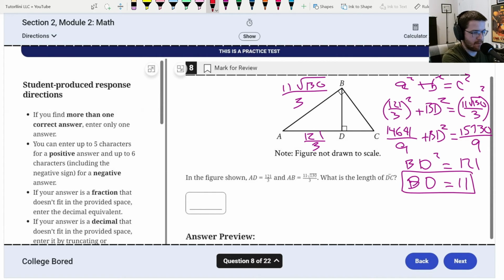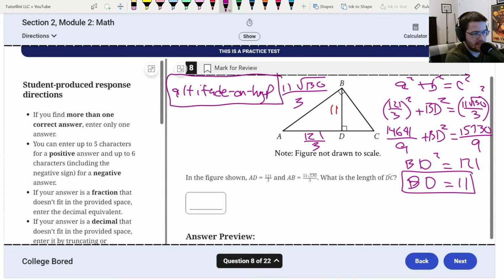Now, we could have done this from the beginning, but there's something called the altitude on hypotenuse theorem. And I'm going to be honest, I'm not that good at this, and I don't have a video on it. So what I'm going to do is in the comments, I'm going to link to like 1 or 2 videos that go over it in more detail. There's a bunch of ways to look at it.